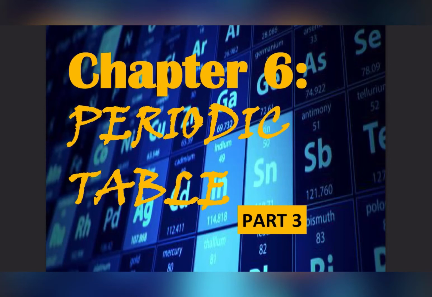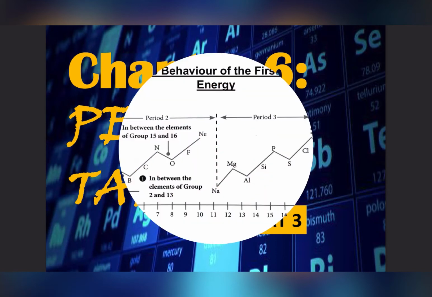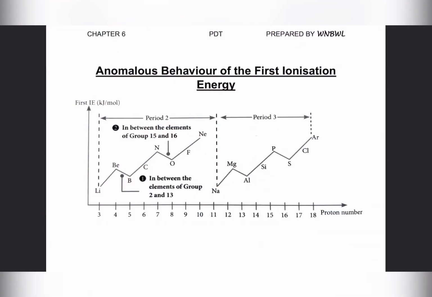Assalamualaikum and hello. In this video, I'm going to continue with the last part of our chapter 6 where we are going to focus on the anomalous behavior of the first ionization energy. In a previous video, you've learned the definition of first ionization energy, and you know how to use the layout in order to explain the trend for first ionization energy of period 2 and period 3.